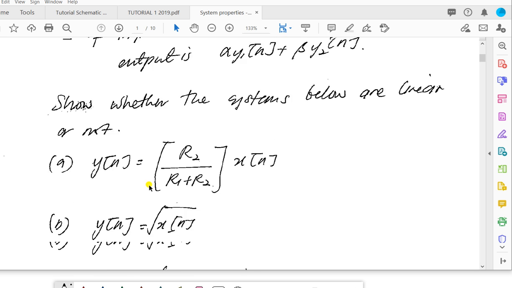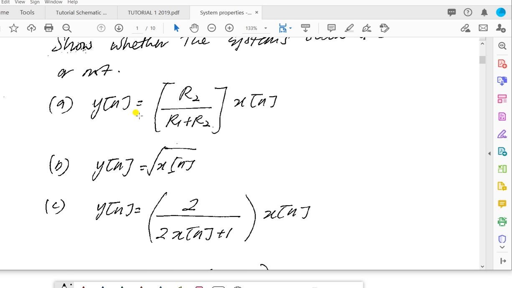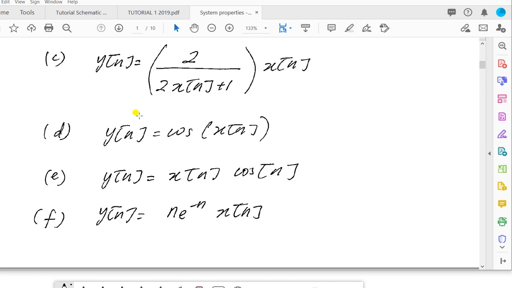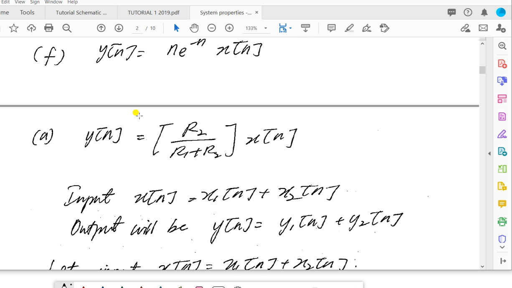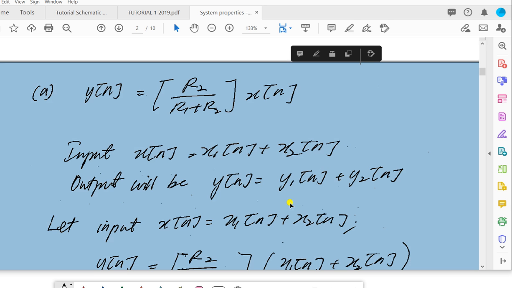So let's look at an example. Show whether the systems below are linear or not. So what do you need to do? There are several systems here, a lot of systems. For part A, you have a system y[n]. You need to put input x[n] equal to x1[n] plus x2[n]. Then the output will be y[n] equals y1[n] plus y2[n].